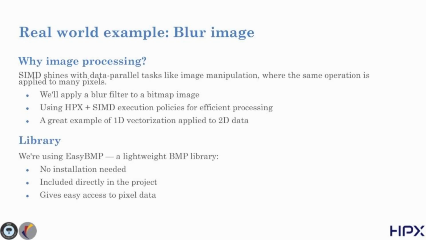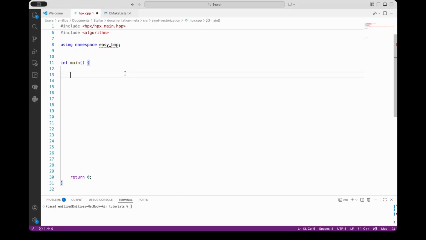We are using a lightweight BMP library called EasyBMP, which lets us access and manipulate each pixel directly. I've downloaded the EasyBMP source code into my include directory, and I'm using it directly from there. No separate installation is needed. So, let's begin with our main function. We start by loading the image.